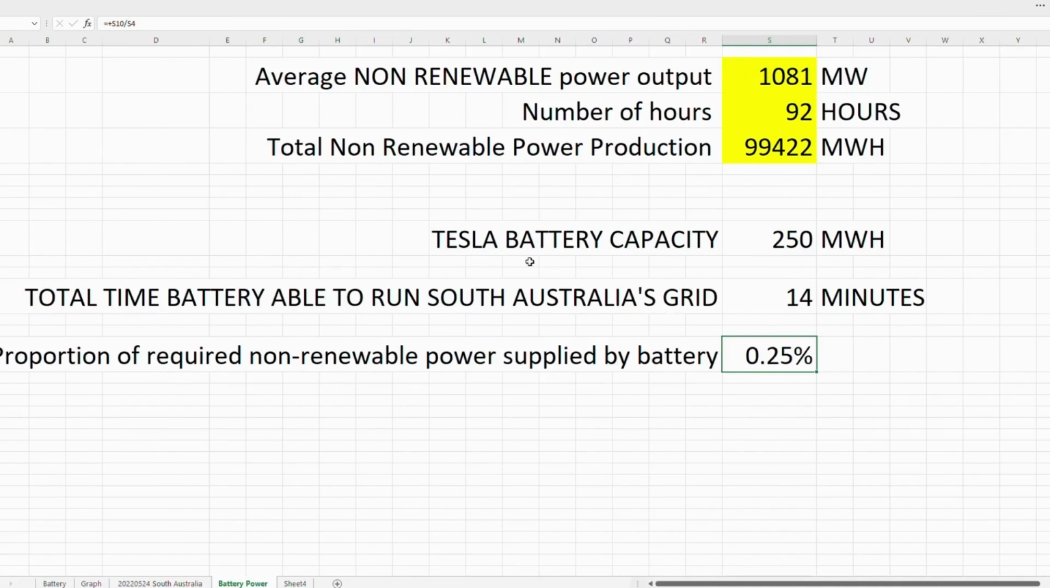So when you add those non-renewable power production figures up for each half hour, over 4 days, 92 hours, you get a total of 99,422 megawatt hours of non-renewable power production, which is an average non-renewable power output of 1,081 megawatts.